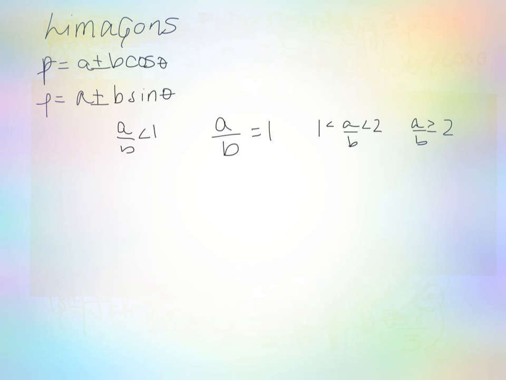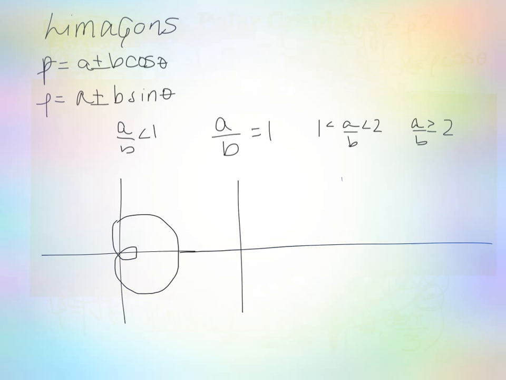So one set of polar graphs are called limaçons, and they're in the form of rho equals a plus or minus b cosine theta, or rho equals a plus or minus b sine of theta. So if a over b is less than 1, then the shape of it will be like a circle, but it's going to have an inner loop. If a over b equals 1, then it'll be a thing called a cardioid, so it's heart-shaped like this.